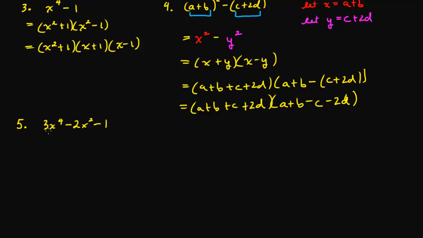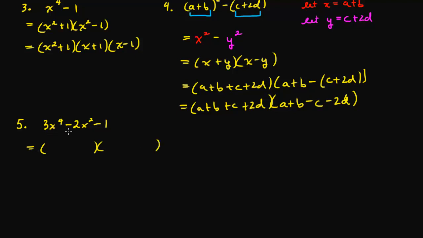So in the last example, in example 5, we're going to factor 3x to the power of 4 minus 2x squared minus 1. And there's 3 terms here. So this definitely is not a difference of squares because there are 3 terms. Since there's a coefficient that isn't 1 beside x to the power of 4, and there's 3 terms, let's go ahead and use a guess and check strategy.